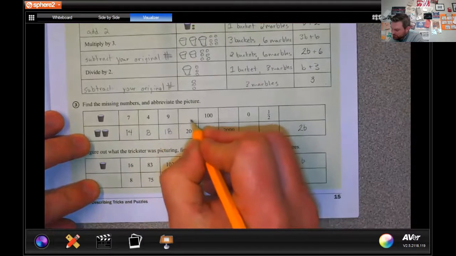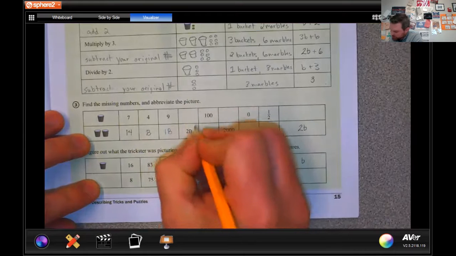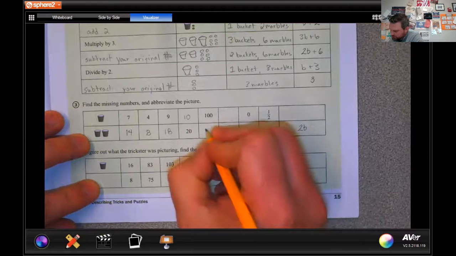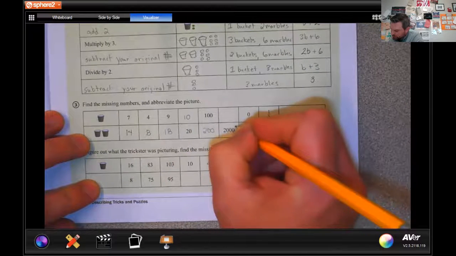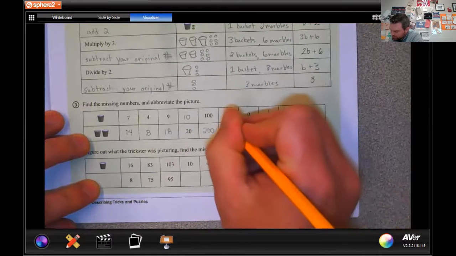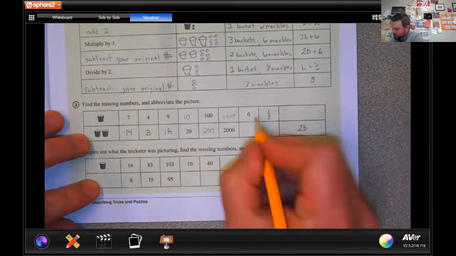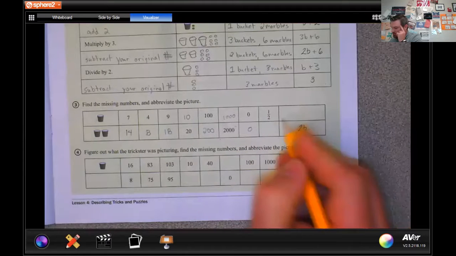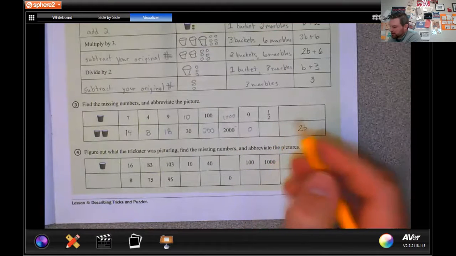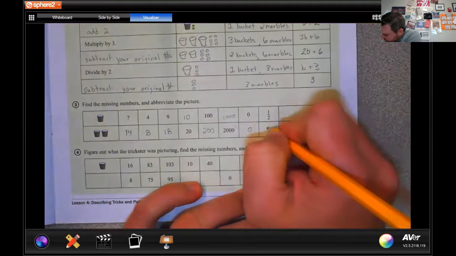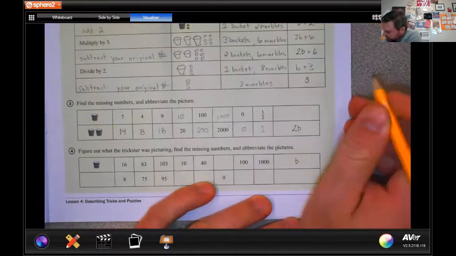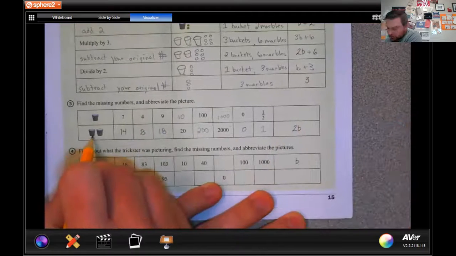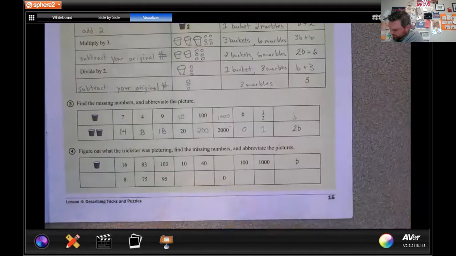Then when we go the other way, we have to divide. So 20 divided by 2 is 10. Going this way, we multiply by 2. So 100 times 2 is 200. Going this way, we divide. 2,000 divided by 2 is 1,000. Okay, going this way, we multiply. 0 times 2 is 0. Going this way, 1/2 times 2 is 1. And then this way we divide. So 2b, which represents this 2 buckets over here, and then I just get a b. Now I only have 1 bucket.